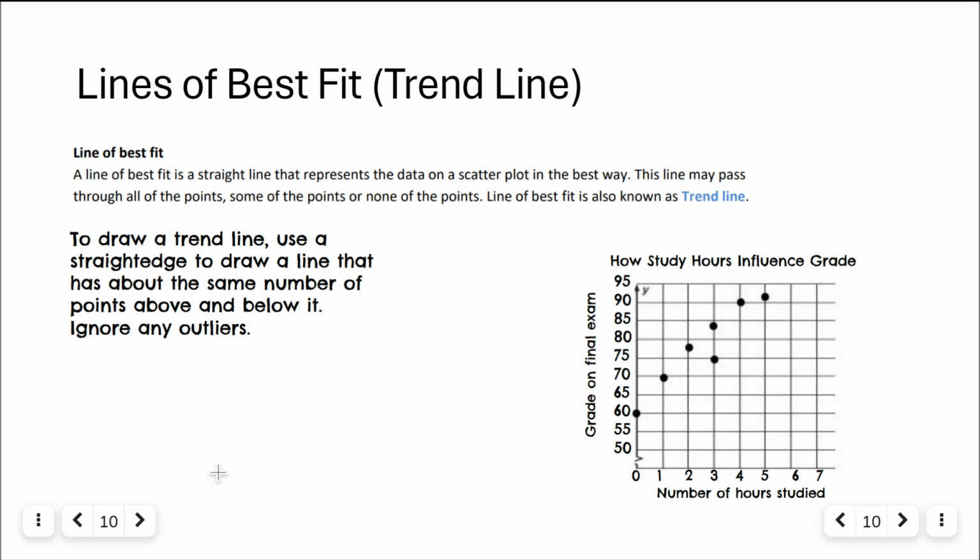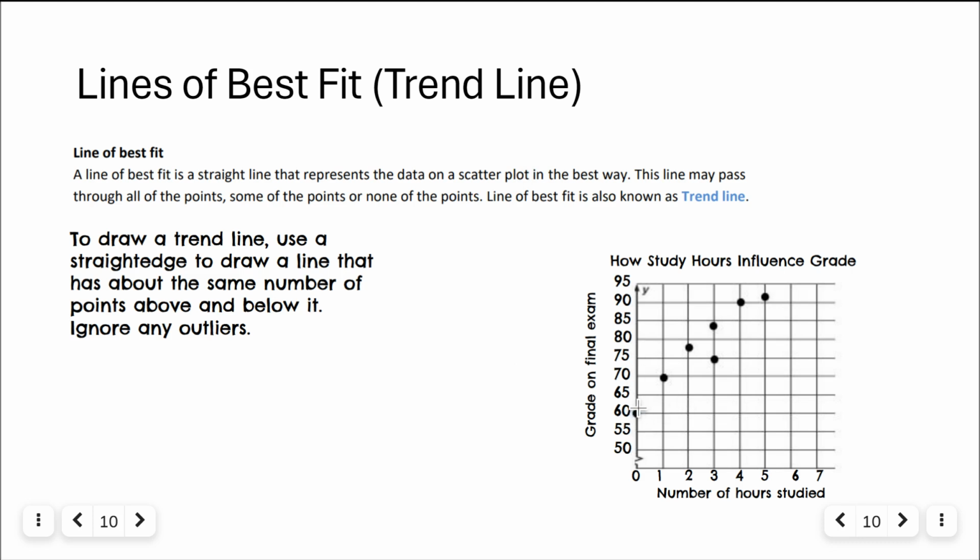So, lines of best fit. A line of best fit is a straight line that represents the data on a scatter plot in the best way. The line could pass through all the points, some of the points, or none of the points. The line of best fit is also known as a trend line. If you're going to draw a trend line, you're going to use a straight edge to draw the line that has about the same number of points above and below.